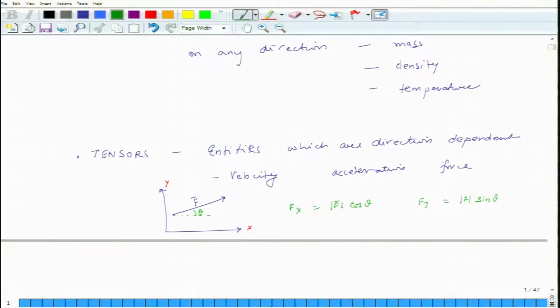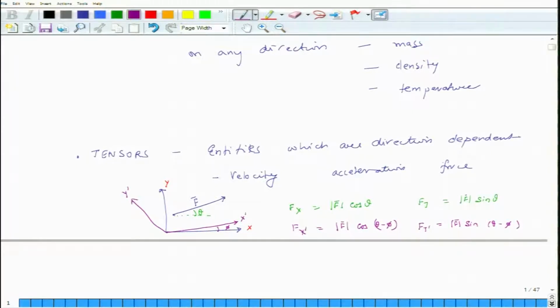Now, let us consider another coordinate frame, which is basically the first coordinate frame rotated by some angle. So, let us say this is x prime and y prime, and the angle between the x prime and x axis is, let us say, phi. Then if I measure the values of force along the x prime and y prime directions, then Fx prime is equal to modulus of F cosine of theta minus phi, and in the y prime direction it is modulus of F times sine of theta minus phi.